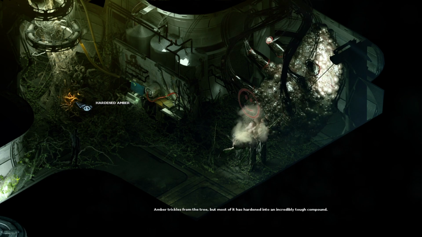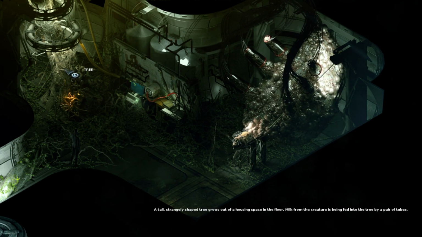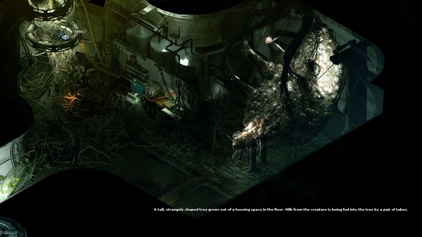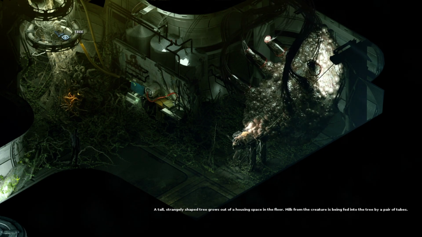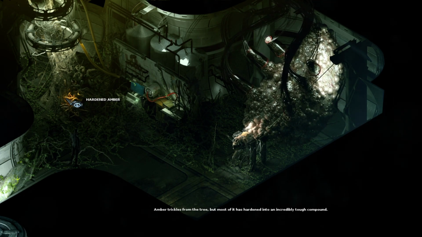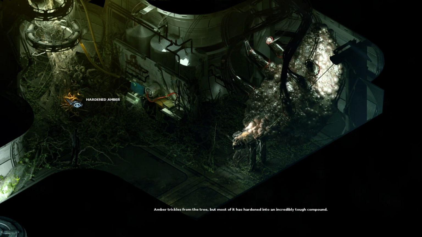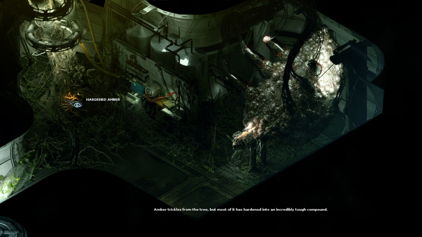Is there some hardened... Okay. Some hardened amber here at the base of this big tree, I guess? A tall, strangely shaped tree grows out of a housing space in the floor. Milk from the creature is being fed into the tree by a pair of tubes. Milk in quotation marks. Amber trickles from the tree, but most of it is hardened into an incredibly tough compound.